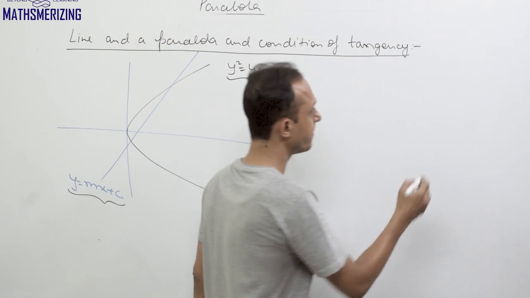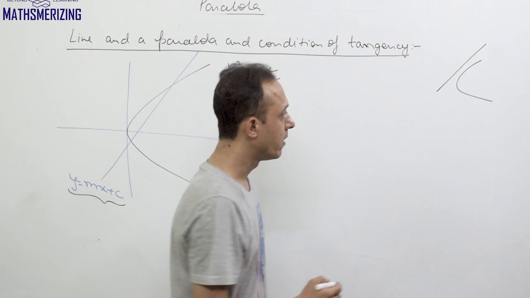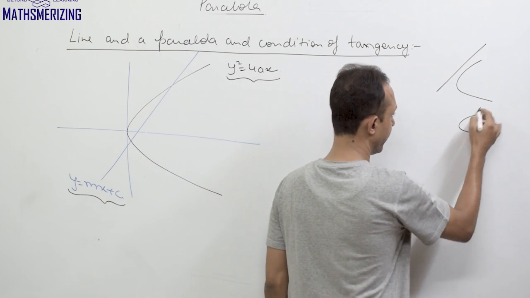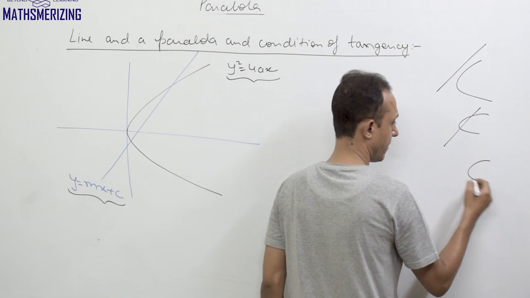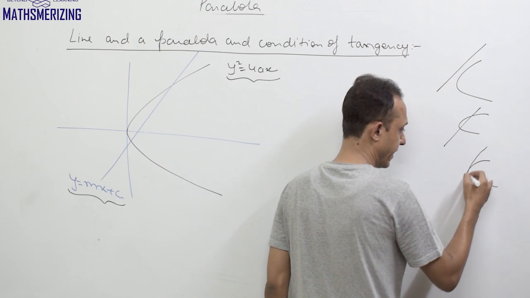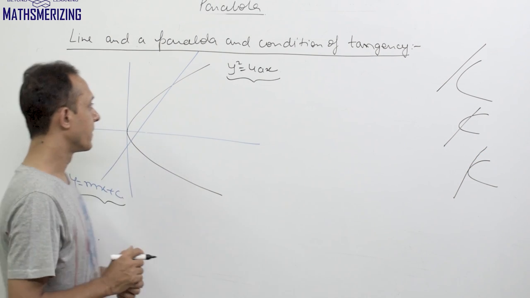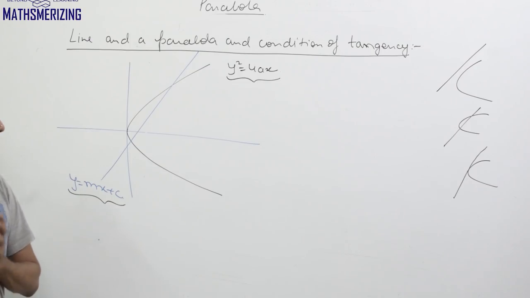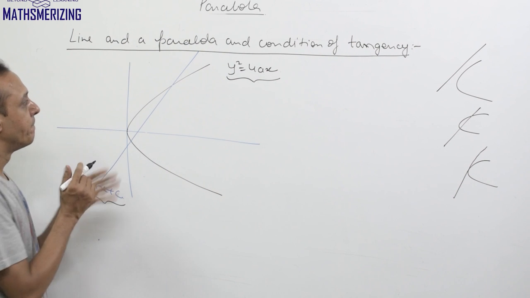Now with parabola and line, we have three separate possibilities. Either this parabola and line will never intersect, or this parabola and line will intersect at two distinct points, or this parabola and this given line are tangent to each other. So they'll touch each other. Now, how do we find this condition? So what we'll generally do in this question is find points of intersection.